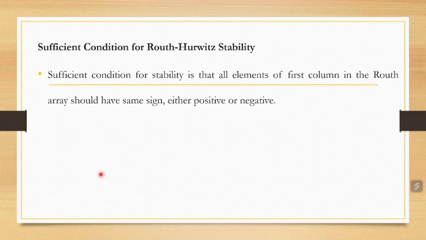Sufficient condition for Routh Hurwitz stability. The sufficient condition for Routh Hurwitz stability is that all the elements of the first column in the Routh array should have the same sign. It could be either positive or negative.